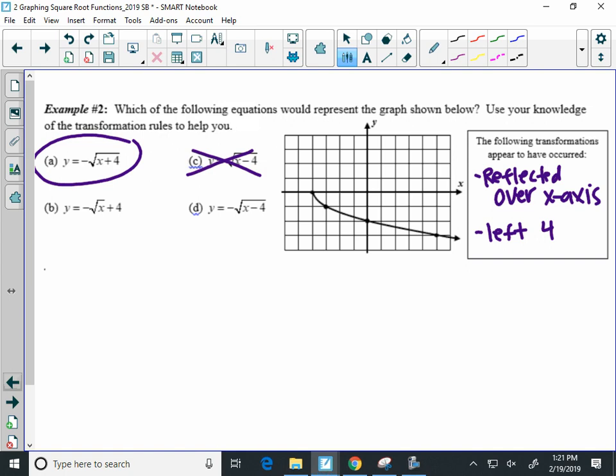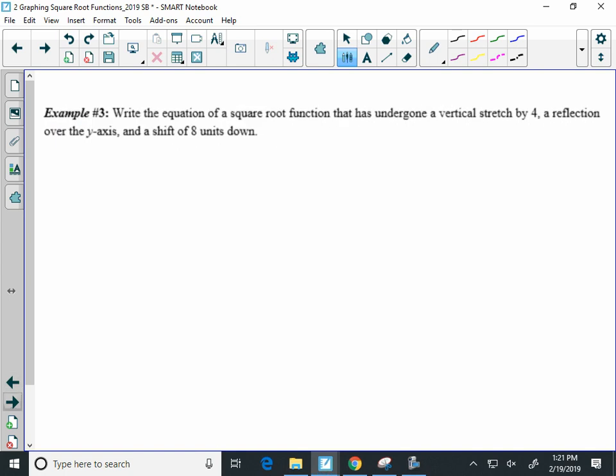Now let's take a moment and let's write an equation of the square root given a description, and then we'll do some graphing to finish up the day. So I'm going to write an equation with the square root in it of a function that underwent a vertical stretch by 4, a reflection over the y-axis, and shifting 8 units down. Okay, so it says y equals. How do I do a vertical stretch by 4? What does that do to the graph or equation?